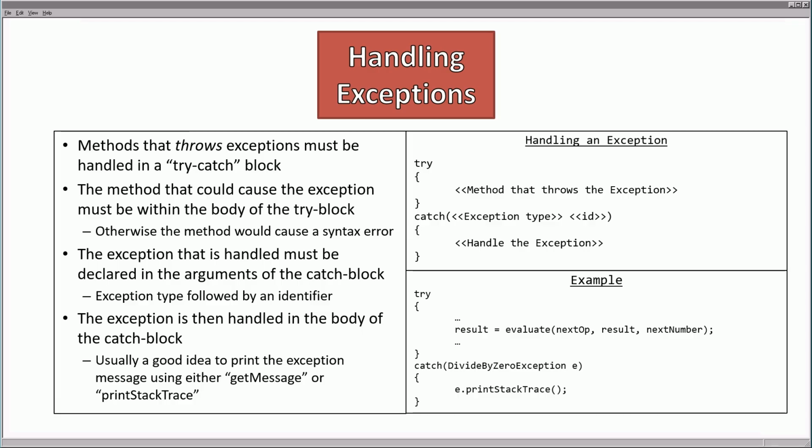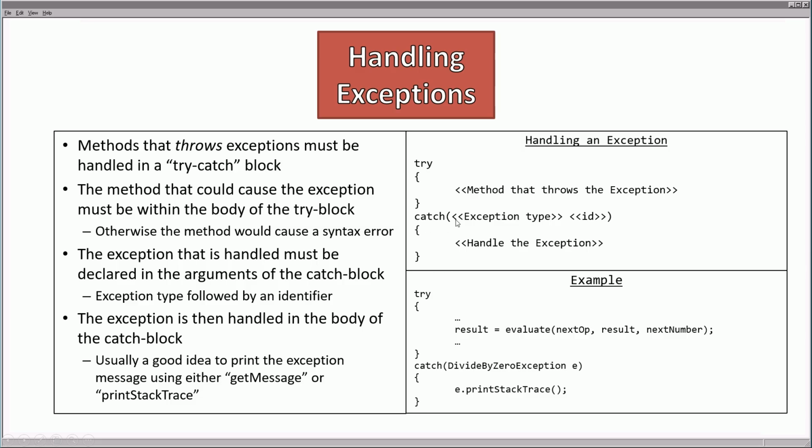Now, the exception that needs to be handled must be declared in the arguments part of the catch block. Just like every other declaration, we have to use the type, in other words, the exception type, but then following it with an identifier. So the syntax for a try and a catch block is you simply have the word try and then the body of the try block. This is where you would put the method that throws an exception.